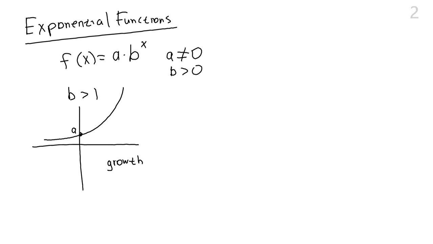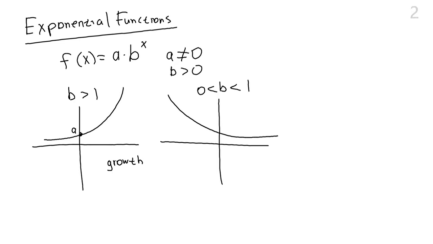This is when money is accruing in a bank account with a certain percentage rate, or when population grows exponentially. Another case that exponential functions model, when b is between 0 and 1, is the exponential decay situation. So this is a decay situation when something is exponentially decaying. For example, when a radioactive isotope is decomposing.